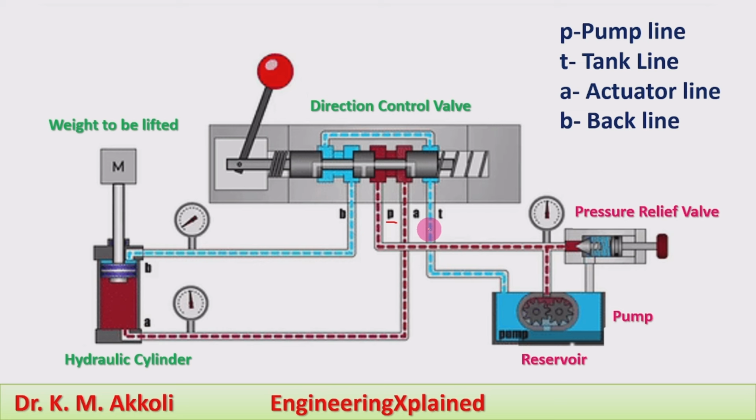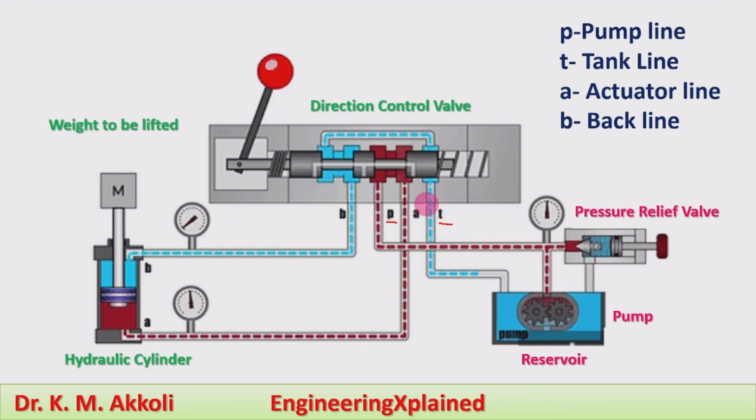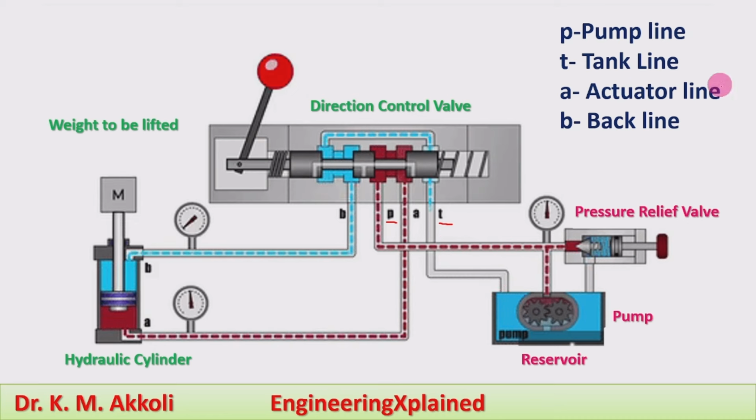Then the next one is the tank line. T is the tank line, meaning the fluid flows through this line to the tank, which is why it's called the tank line. Next one is A, the actuator line. The hydraulic cylinder is the actuator, and the line through which the fluid flows to it we call A, the actuator line.